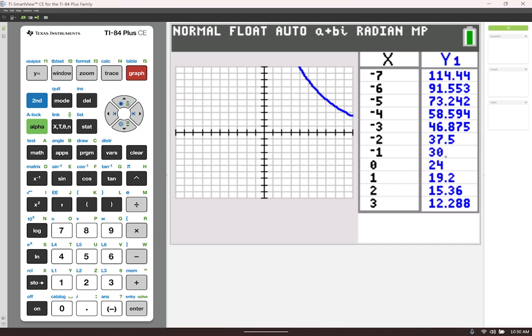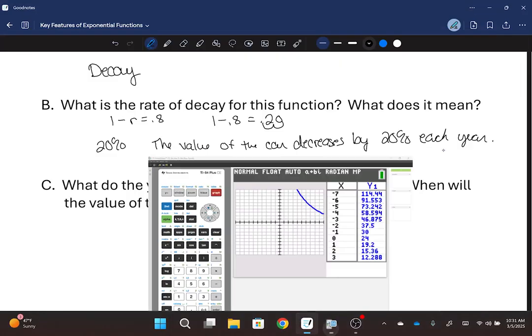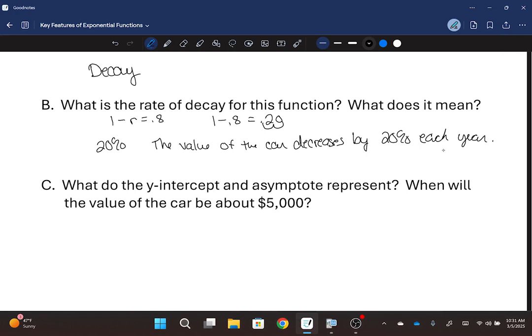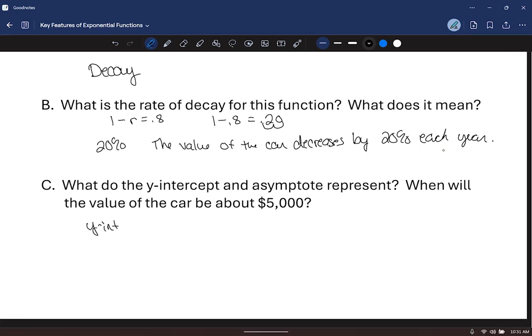Now remember, x represents years after it was purchased. So 0 years have passed since I purchased my car. The value of the car is represented by the y value. So this is in thousands. So when I bought the car, because no time has passed, it is worth 24,000. So that is my purchase price of the car. So the y-intercept is $24,000, which is the purchase price of the car.